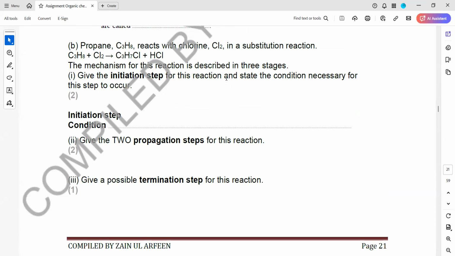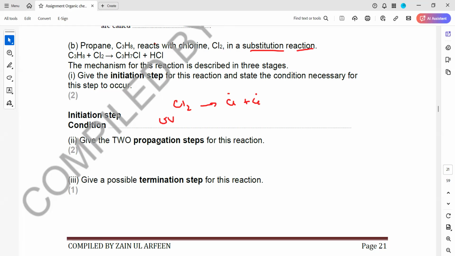Propane, which is C3H8, reacts with chlorine in a substitution reaction. The mechanism is described in 3 stages. Give an initiation step. So what happens in the initiation step? A chlorine radical is produced from a chlorine molecule. Cl2 will produce 2 chlorine radicals, and the condition we need is UV.